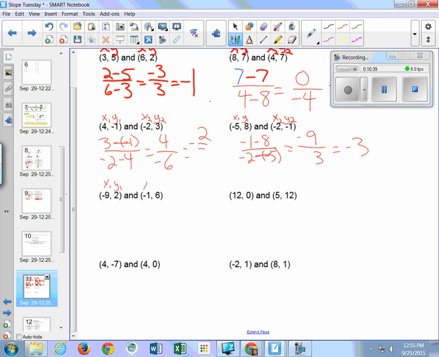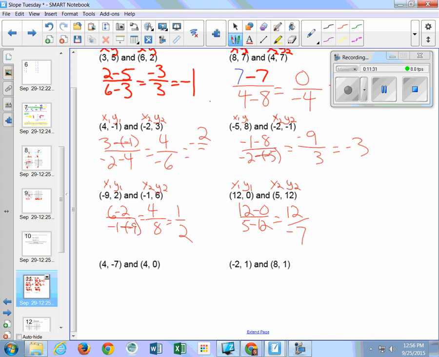X1, Y1, X2, Y2. So that's 6 minus 2 over negative 1 minus 9. 6 minus 2 is 4. Plus sign, that's negative 1 plus 9. Signs are different, so subtract. 8. 4 over 8 reduces to 1 half, excuse me. Alright, next one, x of 1, y of 1, x of 2, y of 2. So 12 minus 0, 5 minus 12 equals 12 over negative 7. That does not reduce, so I'm going to leave it just like it is.